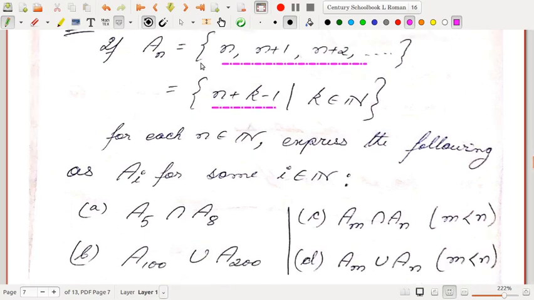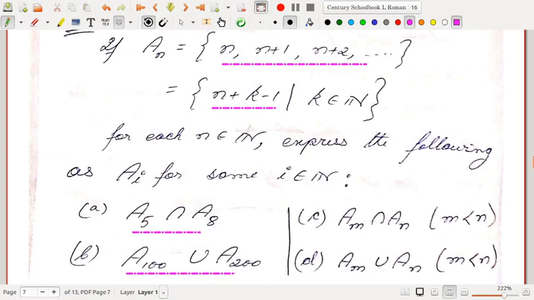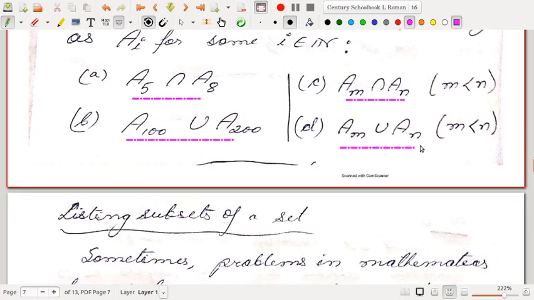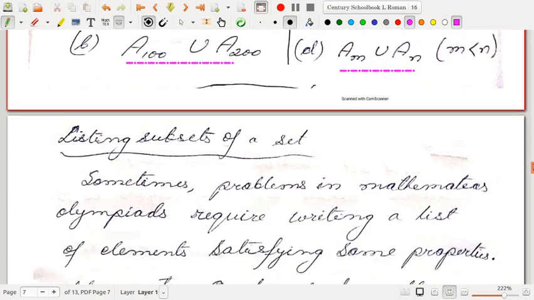That means A1 is 1, 2, 3, 4, 5, 6, A3 is 3, 4, 5, 6, like that. Okay. So express each of the following as A_i for some i belonging to natural numbers. So what will be A5 intersection A8, A100 union A200. Okay. In general, what is Am intersection An, where m is less than n, and what is Am union An in terms of m, where m is less than n. Okay. So you try this.